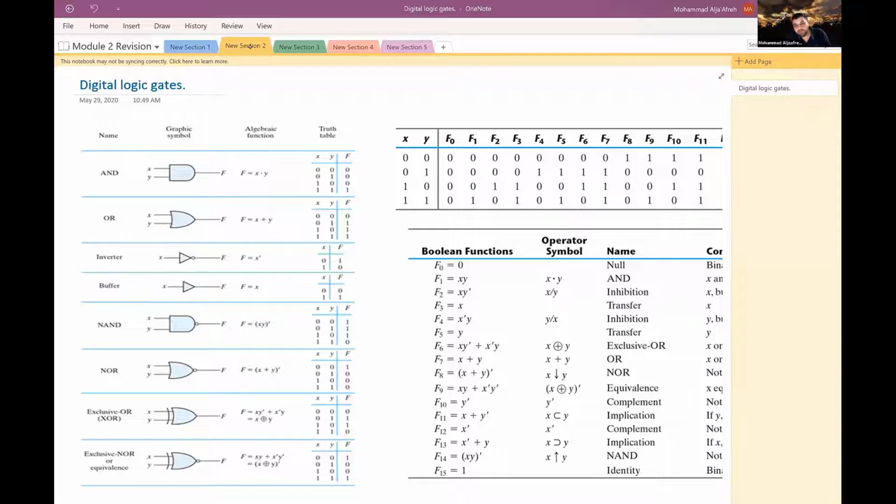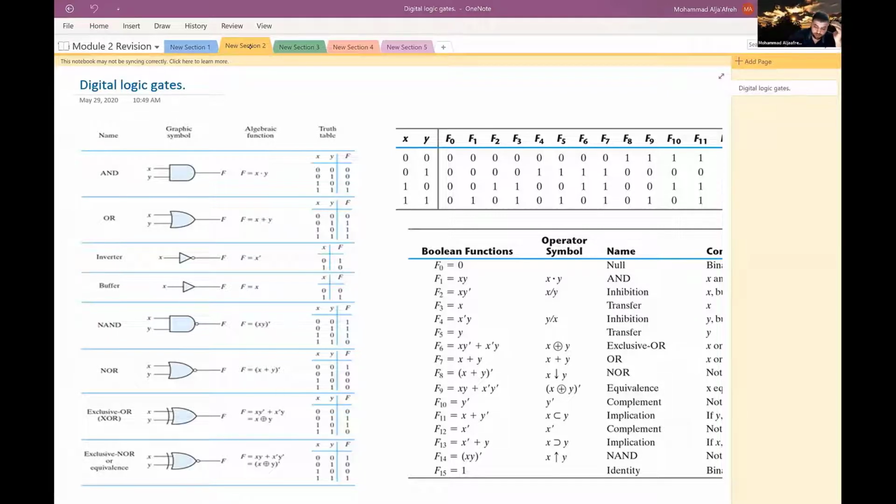The same problem can be solved with an XNOR. The XNOR will give you high as long as both inputs are equal to each other, or they have the same Boolean level, the same logical level, okay?